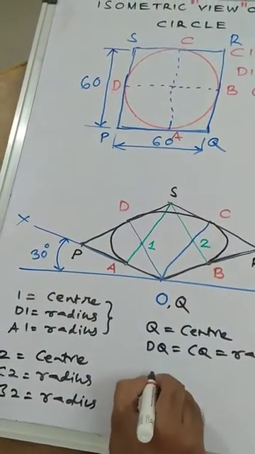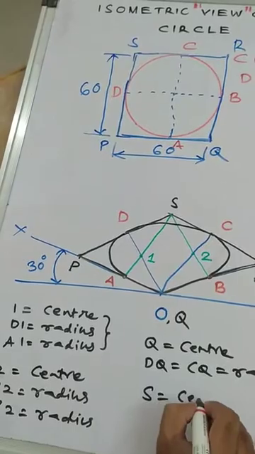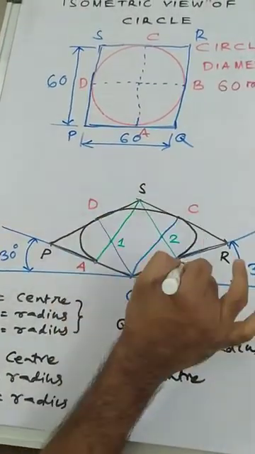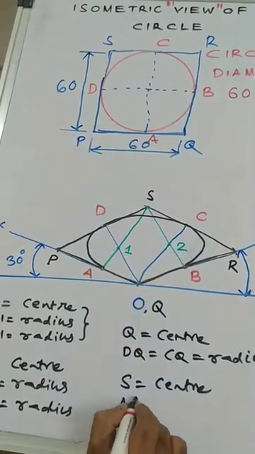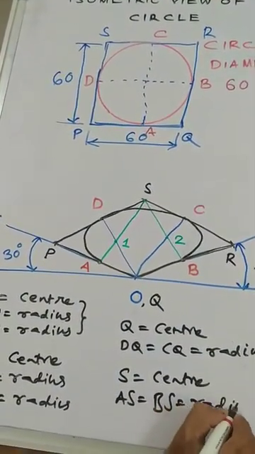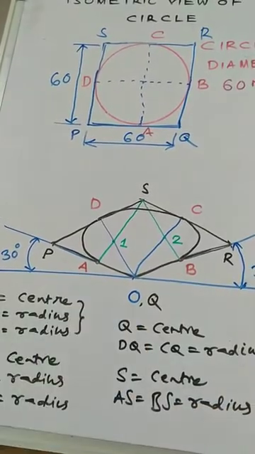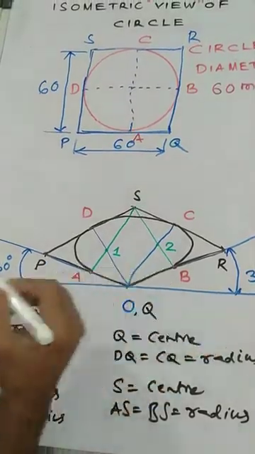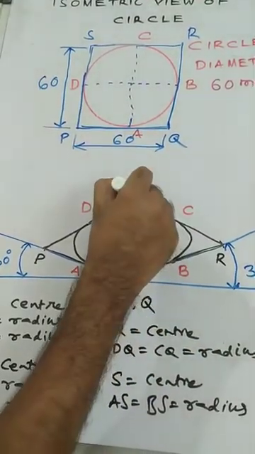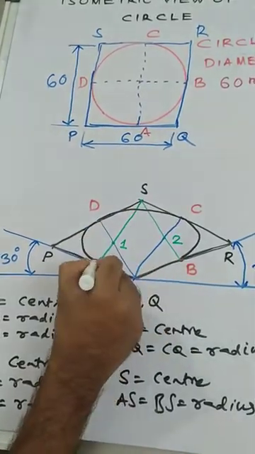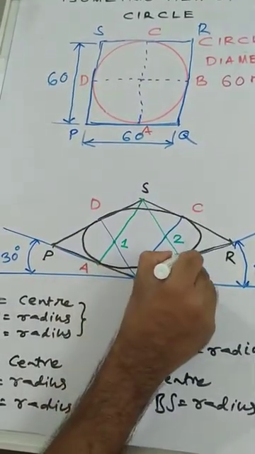Next thing, S is a center. Radius will be AS or BS. By using a compass, draw an arc which is going to touch A and B points. Now I am showing S is a center and SA is a radius. Draw an arc by using a compass.